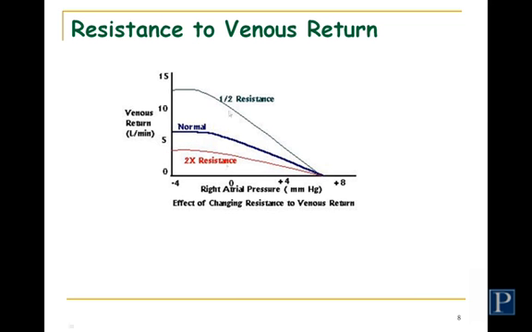Now look at what we do when we apply changes in resistance. If I'm starting right here, normal right atrial pressure, normal venous return, and I decrease resistance in the venous system, return goes up. If I increase resistance, return goes down. But think about it, you already know the flow equation. If I increase resistance, that means less flow. If I decrease resistance, that means more flow. So what types of things could affect resistance?